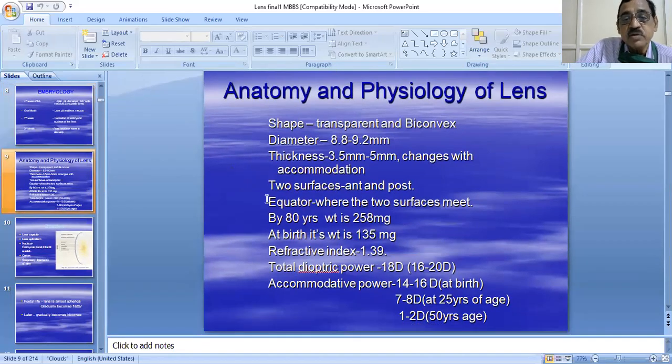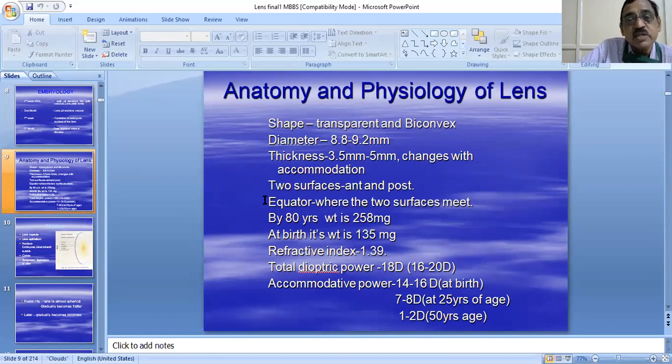I have already told you that the lens is a biconvex, transparent, crystalline lens, and its diameter is from 8 to 9 millimeters. The thickness varies depending upon the age. At birth it is about 3.5 millimeters, and in the adult it is about 5 millimeters at the extremes of life. It also changes with accommodation. There are two surfaces, anterior and posterior, and where they meet is known as the equator.